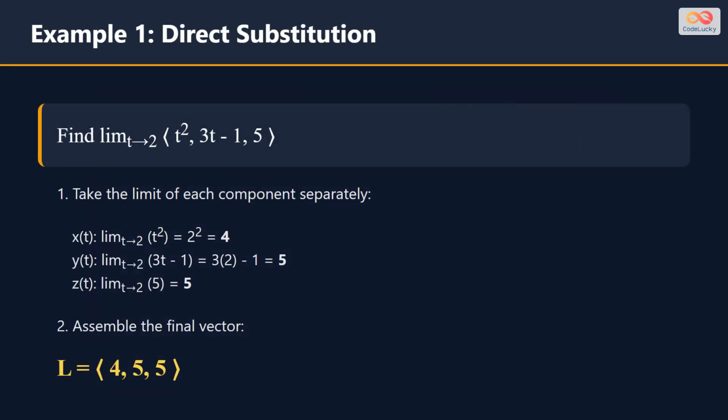Let's look at a simple example. We want to find the limit as t approaches 2 for the vector with components t squared, 3t minus 1, and 5. We calculate the limit for each slot. T squared becomes 4. 3t minus 1 becomes 5. And the constant 5 remains 5. So our limit vector is 4, 5, 5.